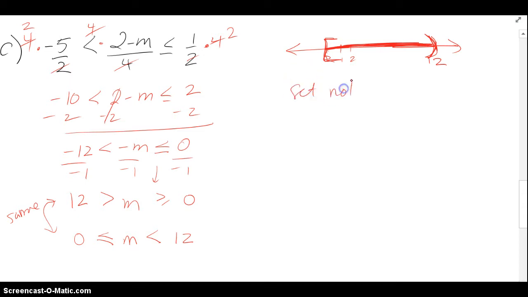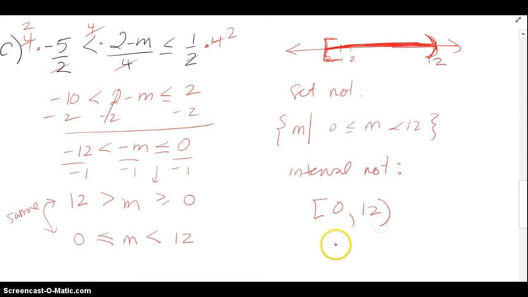In set notation, we've got x such that, or in this case, let's pay attention, it's actually m, and not the variable x. So m such that, just copy your solution, m is trapped between 0 and 12. In interval notation, just look at your graph. You're walking left to right. The first time you hit the graph is at 0, comma, you keep going, and then you stop at 12. So the solution graphically, in set notation, and in interval notation is given.